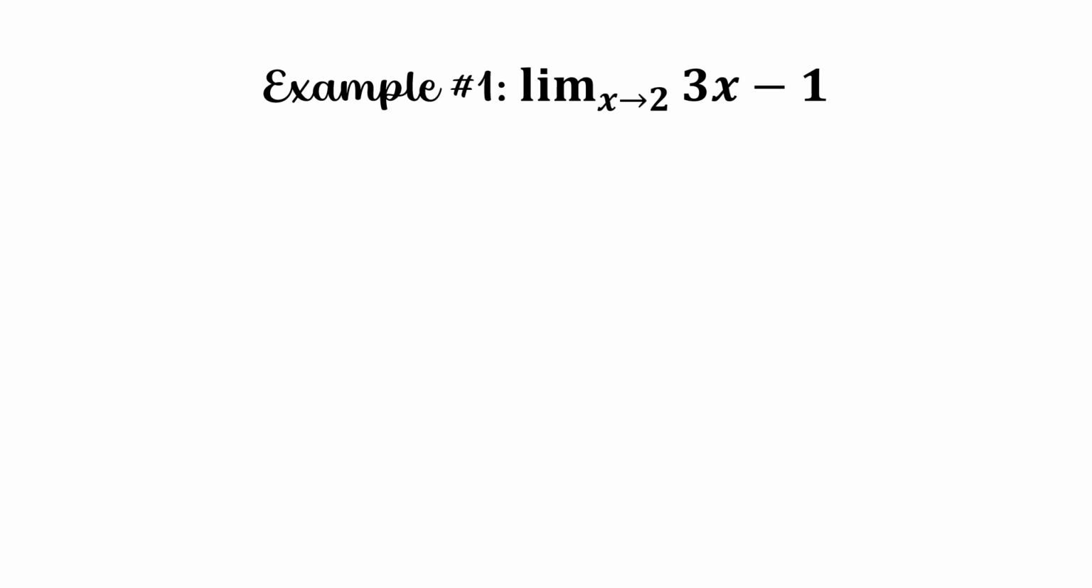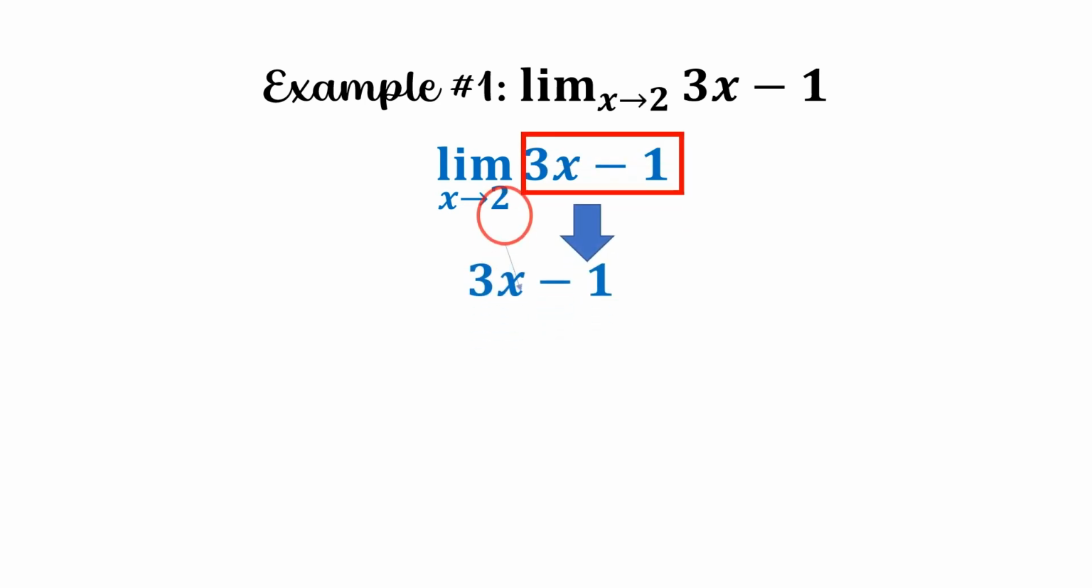In solving for the limit of a polynomial function, the process is similar to evaluating a function, which is through substitution. Get the function, which is 3x minus 1. Identify the value of x. The value of x is 2. Substitute the value of x to the function. Then, 3 times 2 minus 1. We replace x with 2.